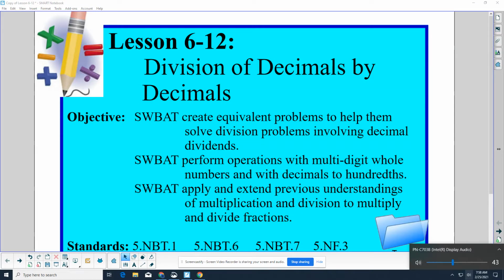We're going to work today on lesson 612, division of decimals by decimals. So we're going to create equivalent problems to help you solve division problems involving decimal dividends. We're going to perform operations with multi-digit whole numbers and with decimals to the hundredths. We're going to apply and extend previous understandings of multiplication and division to multiply and divide fractions.